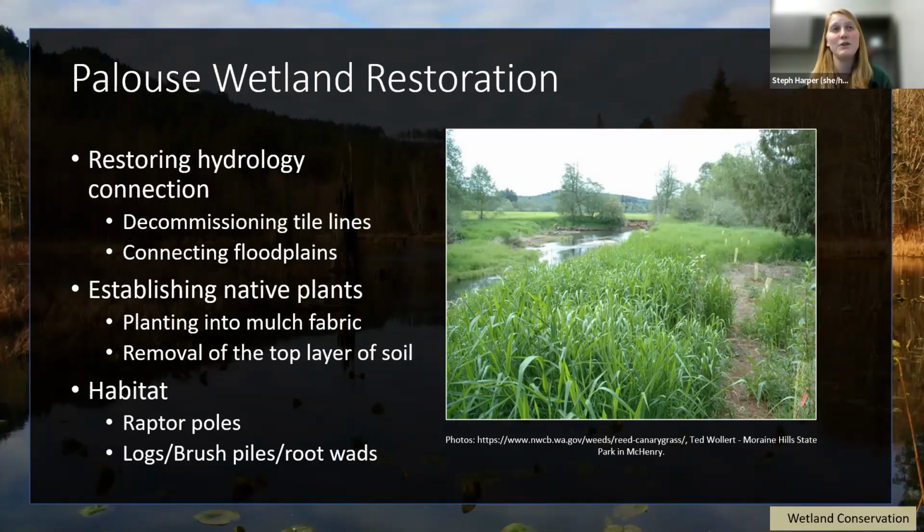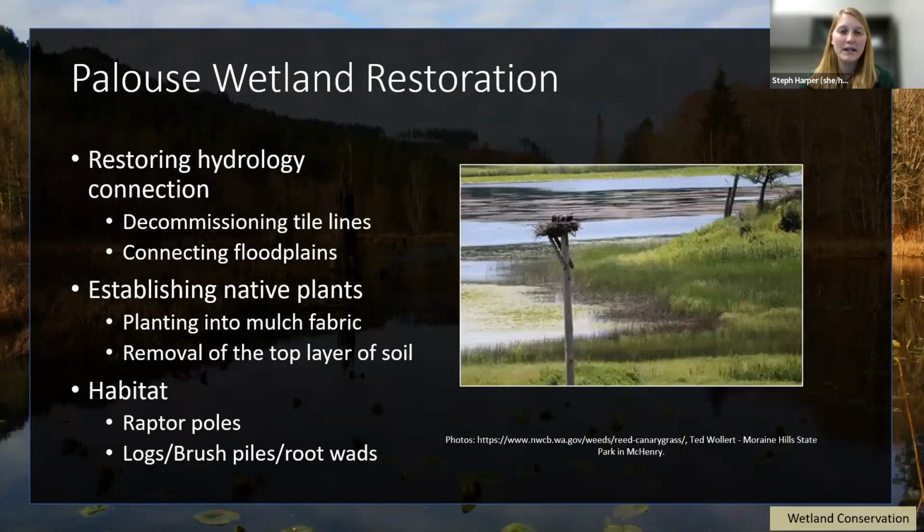If you wanted to take a step further and a more intensive approach to restoration, we could try removing that top layer of soil to really cut back that reed canary grass and have exposed soil for the native plants that we wanted to plant. And then of course, habitat: raptor poles, logs, brush piles, root wads, again, anything to entice wildlife back into our wetlands. They can add complexity to the ecosystem and provide a lot of shelter that's lacking currently in our wetlands.